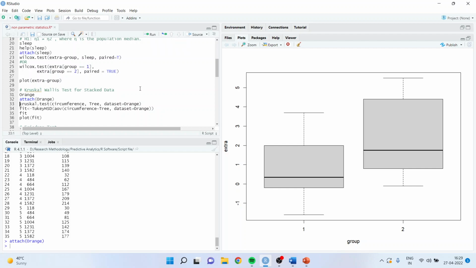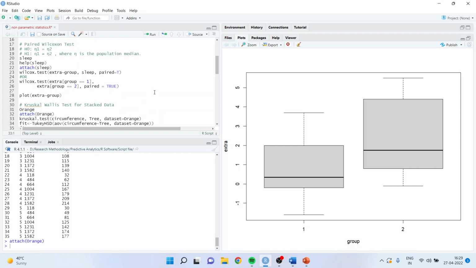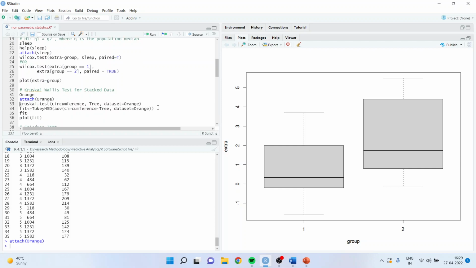Our null hypothesis is there is no significant difference. I can just write it down here. There is no significant difference in the median, okay, of these 5 trees. The alternative is there is a significant difference in the median of these 5 trees.